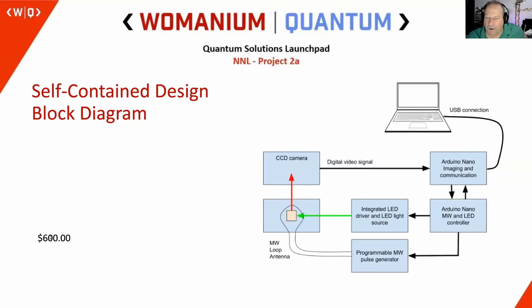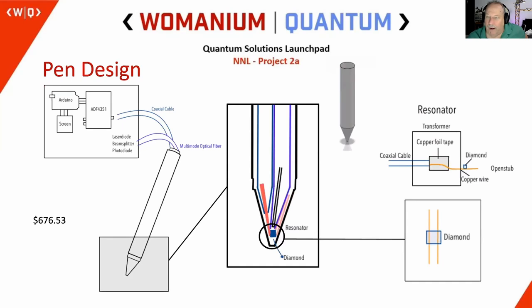This particular design actually came in parts. Once we eliminated a few of the other parts, like the lens and the light pipe, it came down to around $600. And I'm going to ask Anjali to step in here and talk about this second design.